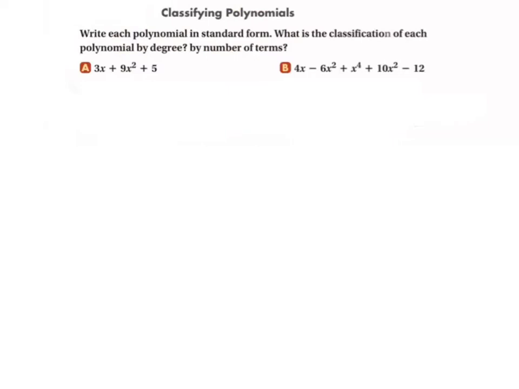So here it just says, write each polynomial in standard form. What is the classification of each polynomial by degree and the number of terms? So standard form just means highest degree to lowest degree, so this would be 9x squared plus 3x plus 5. Because of the 2, this is a quadratic. And because there's 3 terms, it's a quadratic trinomial.